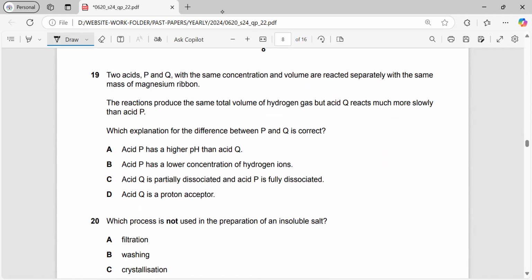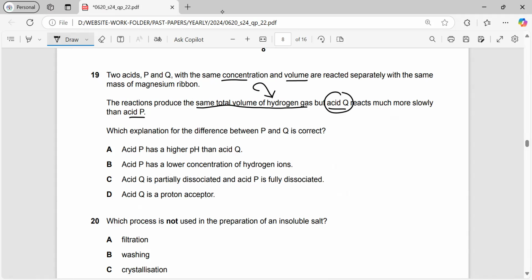Two acids P and Q with the same concentration and volume are reacted separately with the same mass of magnesium ribbon. The reactions produce the same total volume of hydrogen gas, but acid Q reacts much more slowly than acid P. Everything is the same. P and Q are two acids with the same concentration, same volume. They are reacted separately with the same mass of magnesium, they produce the same volume of the product. We're getting the same product in the end. But acid Q reacts slower than acid P. Which explanation for the difference between P and Q is correct?